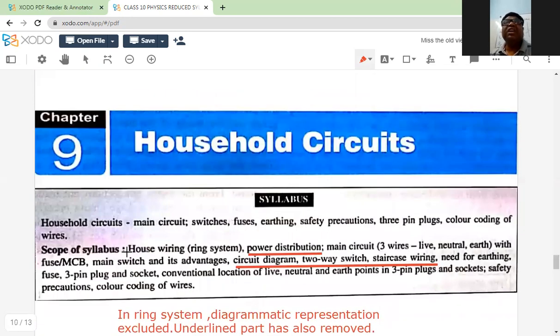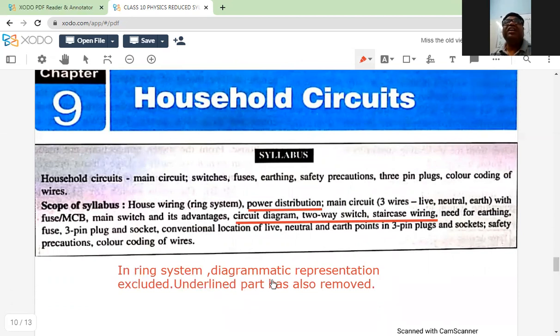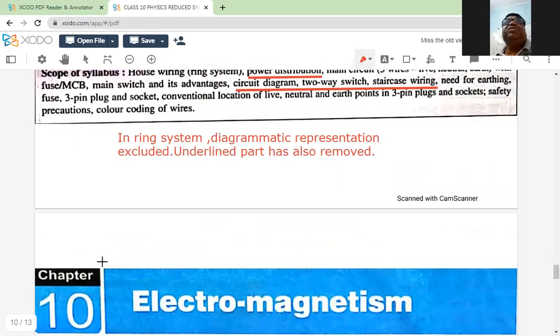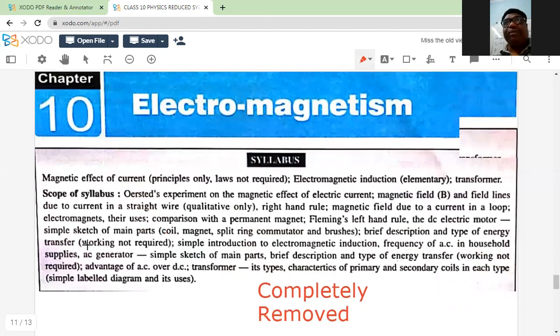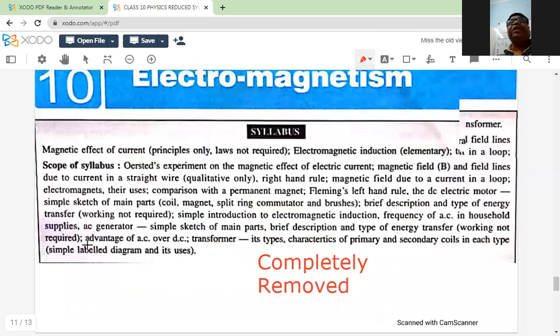Household circuits. In household circuits, these underlined parts have been removed, but last year this ring system was completely removed. But this year it has been once again included, and in that only this thing: diagrammatic representation has been excluded. You have to know about the ring system of wiring, but in that, diagram is not required. It's clear. So this chapter 9, chapter 10 has been completely removed. No need to open this chapter. It's clear. Electromagnetism completely removed.